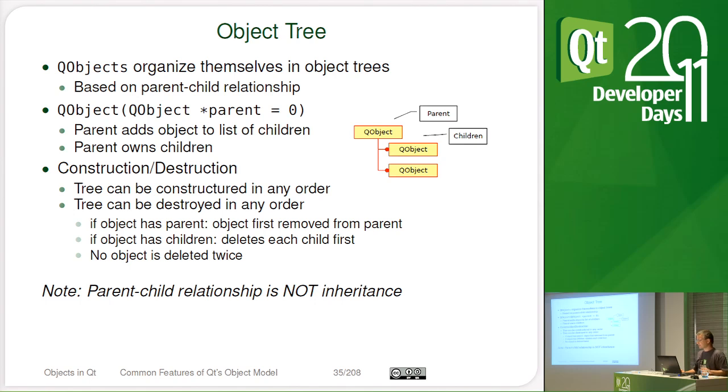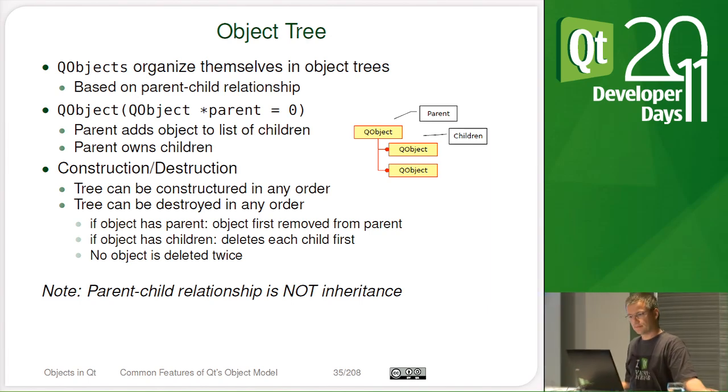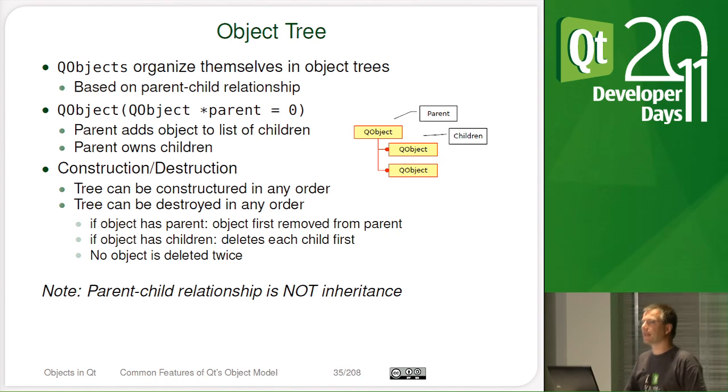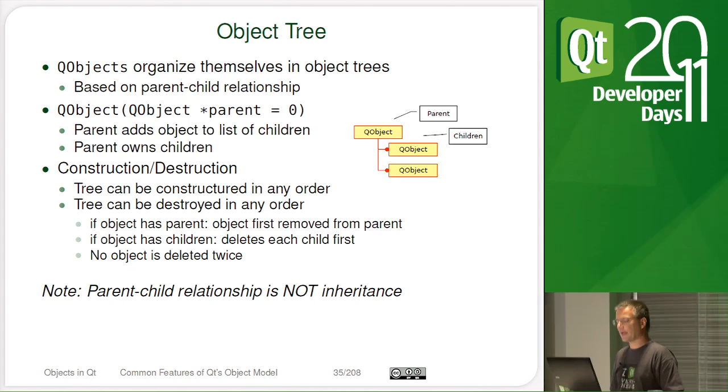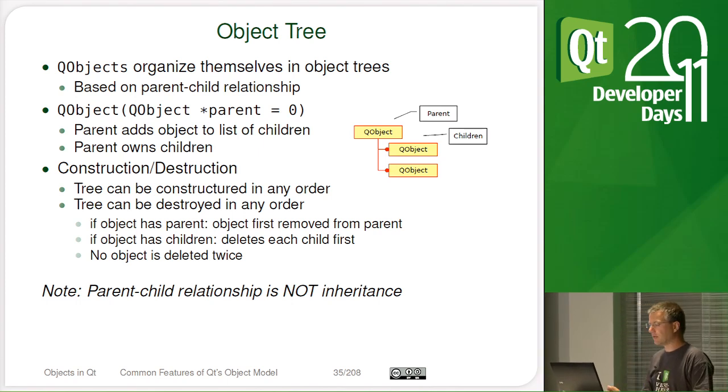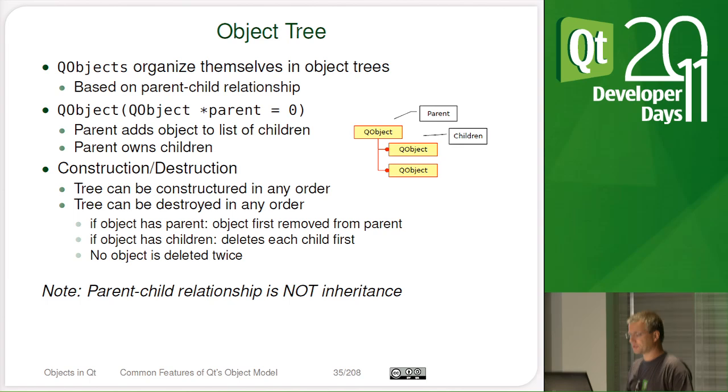So how to organize the objects? As I said, we can create a hierarchical tree structure with our objects. And we do that by specifying a parent at the creation time of a QObject. So whenever we create a new object, we can specify the parent. The default is a null pointer, which means that this object does not have a parent. It's a top-level object. But whenever we specify a parent, this parent gets the ownership of this newly constructed QObject.